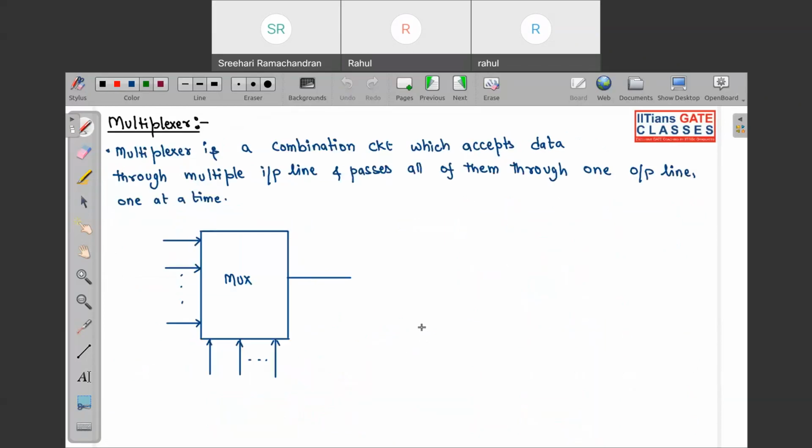Fine. Now next we have is multiplexer. So what do we mean by multiplexer? And where do we use multiplexer? Can you tell me? Anyone want to say where do we use multiplexer? Like if we have multiple options of inputs, we need to switch something at a time. Okay. So multiplexer is basically what? It is a combinational circuit, which accepts data through multiple lines and passes all of them through one output line at a time.